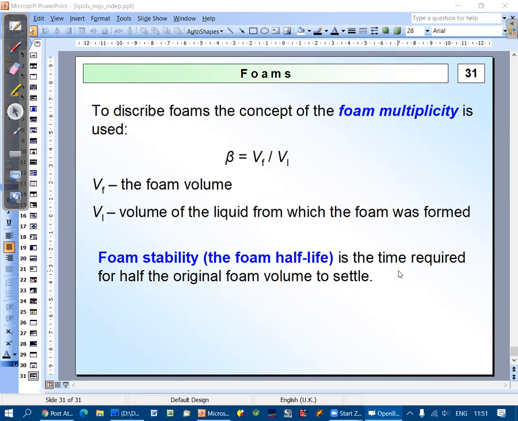Foam stability, or foam half-life. There are such questions in your online test. It is the time that is required to decrease the original volume 2 times. And one more parameter that characterizes the foam is the foam multiplicity. It's the ratio of the volume of a foam over the volume of liquid from which you got the given volume of foam. Well, that's all.